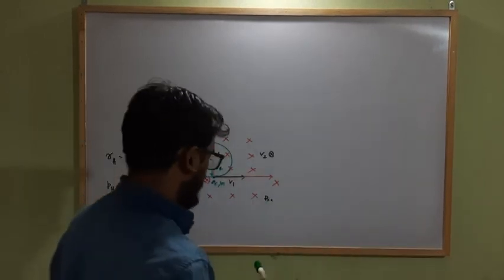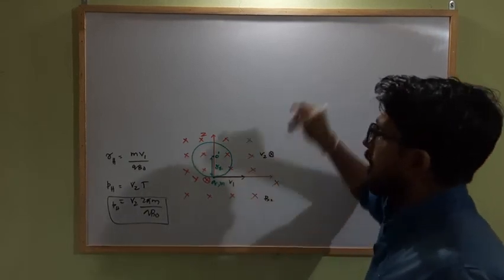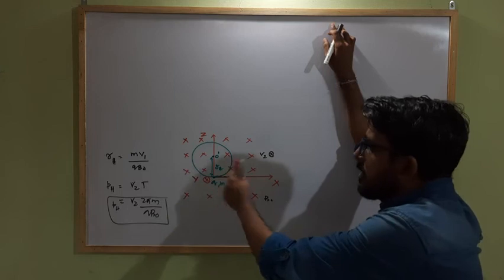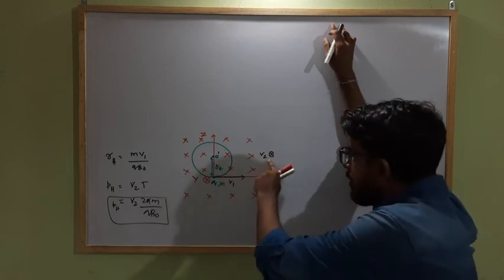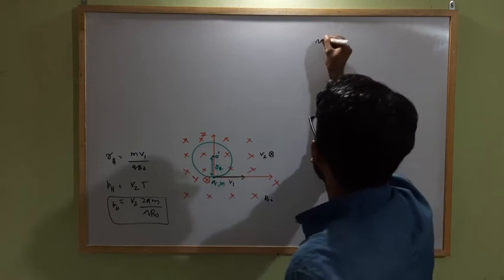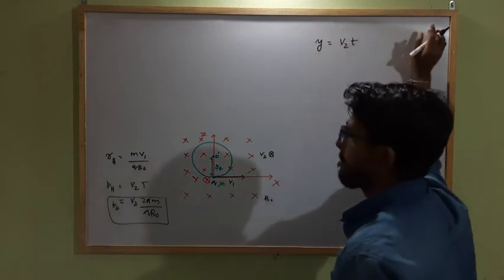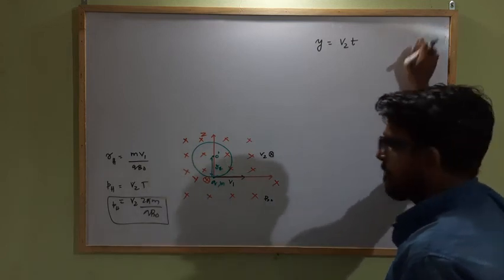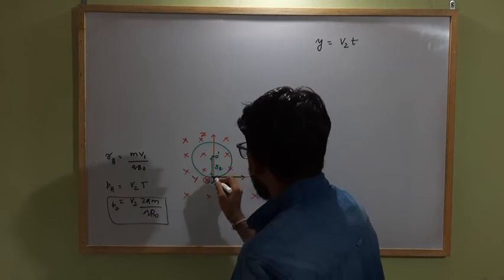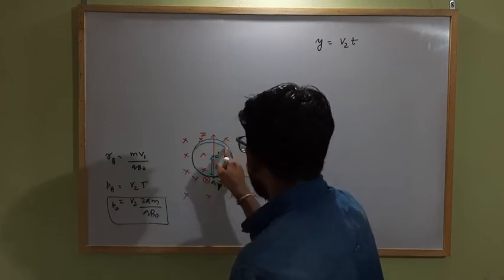So for the y-axis, the y coordinate is very simple to calculate because there is no force acting on it. The velocity is only v2. So at any instant of time t, the y component of the charged particle will be v2t. Okay, but along x and z components, the charged particle is rotating in a circular path having radius r.